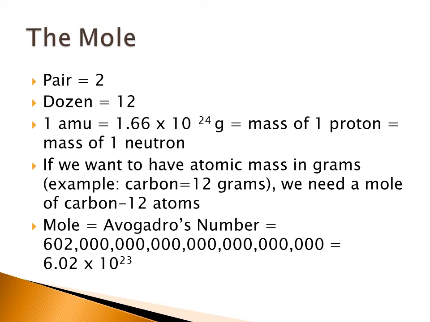Okay, and the mole is also sometimes called Avogadro's number, named after a mathematician, not after the guy that came up with the mole. And that is equal to 602 followed by 21 zeros. And so we abbreviate that using scientific notation as 6.02 times 10 to the 23rd. So it takes 6.02 times 10 to the 23rd atoms of carbon to be equal to 12 grams.